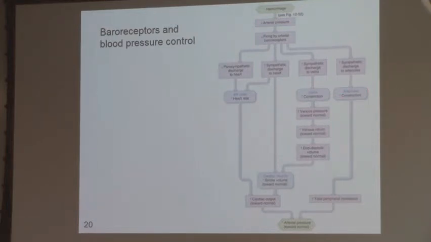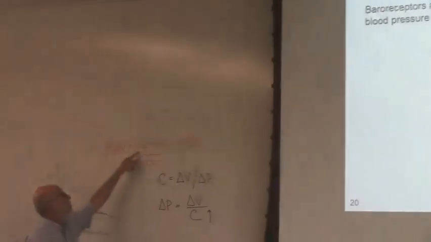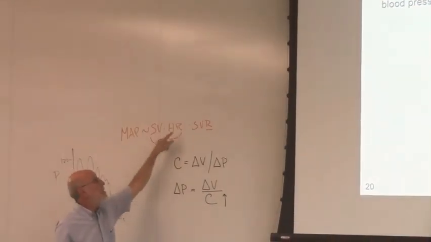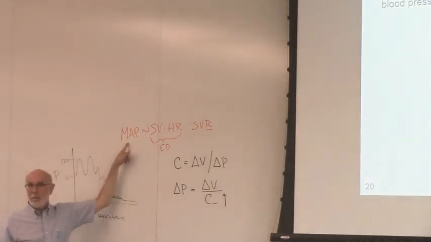We just talked about this. So this arrow here is what we talked about earlier in this class. Because increasing constriction, increasing resistance. So going back to the blood pressure equation, we've increased this, and now we're increasing this in order to maintain blood pressure.